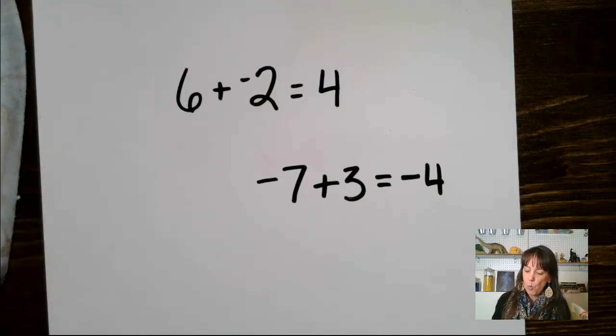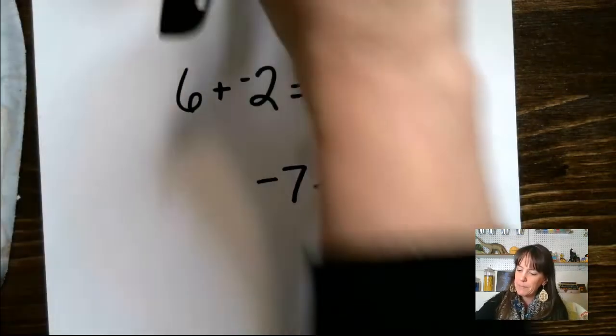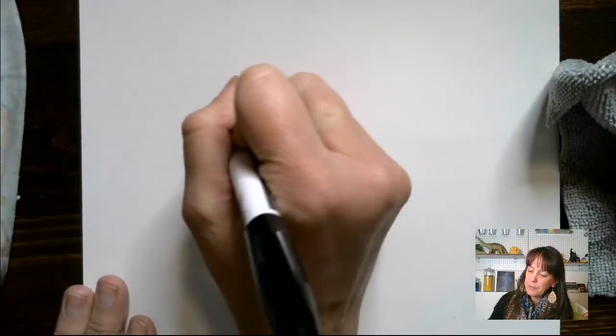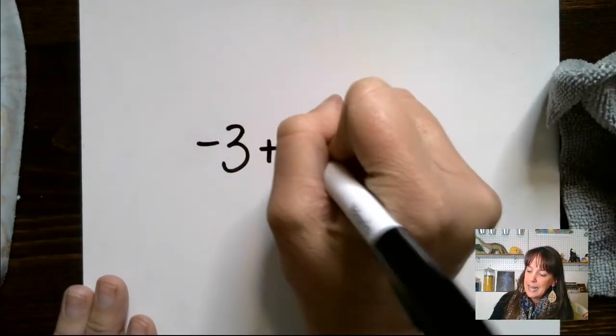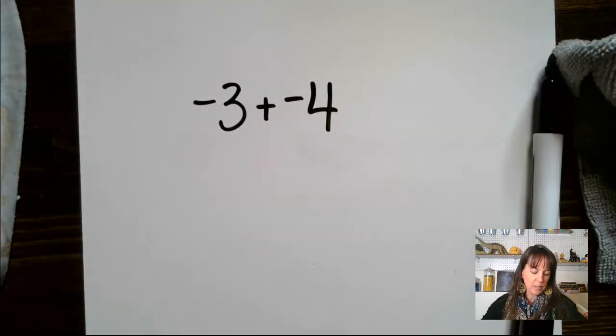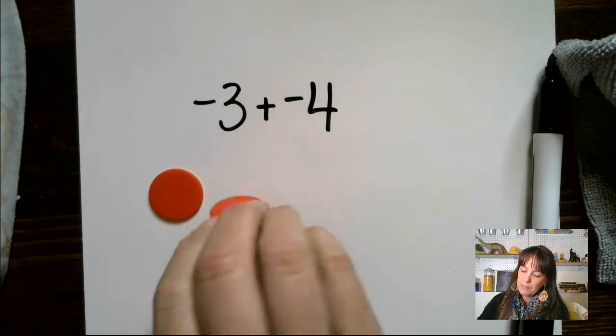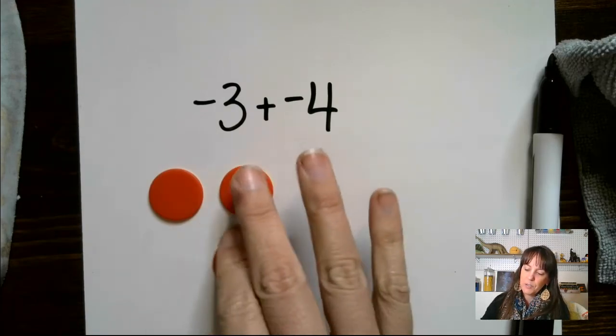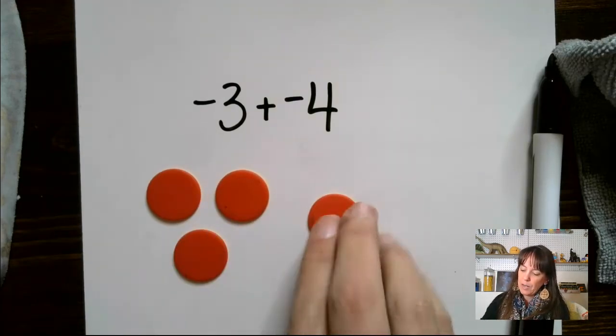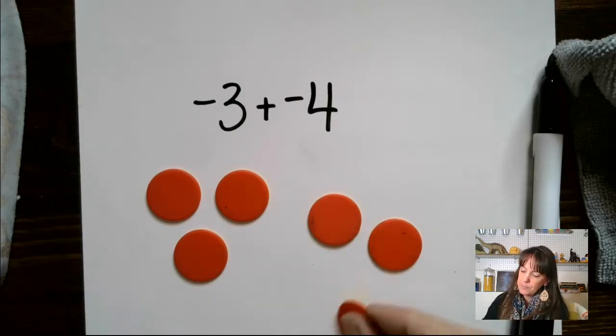Okay, so what happens then if we have players on the same team? Let's talk about that. So we've got this guy. Let's say we have -3 plus -4. All right, so let's get out our negative team players. We've got negative, negative, negative. There's 3 negatives, and then we've got 4 negatives here.